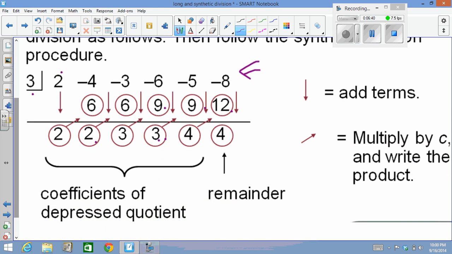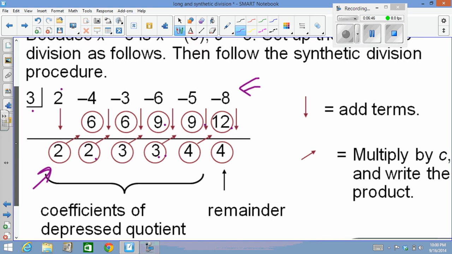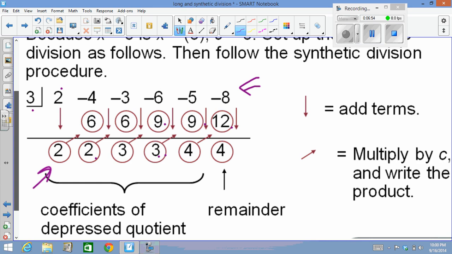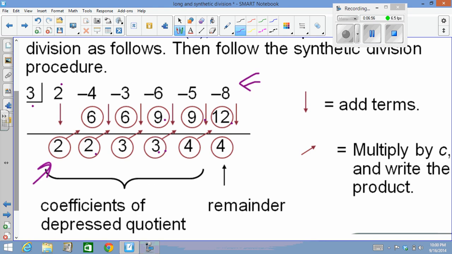So I've followed the procedure for doing synthetic division. All of these numbers down here are the coefficients of my depressed polynomial. Remember that when I did my original problem, my degree was to the 5th, so that means my answer will be to the 4th. Notice that this time my remainder was a 4. That tells me that the x minus 3 does not divide evenly. So if it were asking if it were a factor of that particular polynomial, the answer would be no, because it did not divide evenly. But this time it only said to divide, so we did that, so we're good to go.